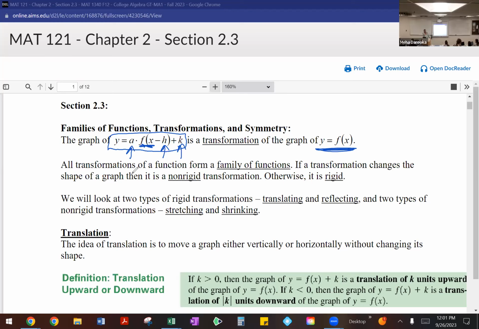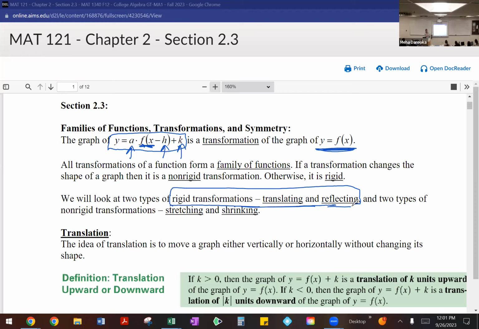The transformation changes can be rigid or non-rigid. If it changes the shape of the graph, it is non-rigid, but if it keeps the original shape, then it's a rigid transformation. Out of your rigid transformations, we are talking about translating and reflecting. This will not change the shape of your graph. Translating would be moving it horizontally or vertically, and of course, reflection is you're reflecting it on the x-axis.